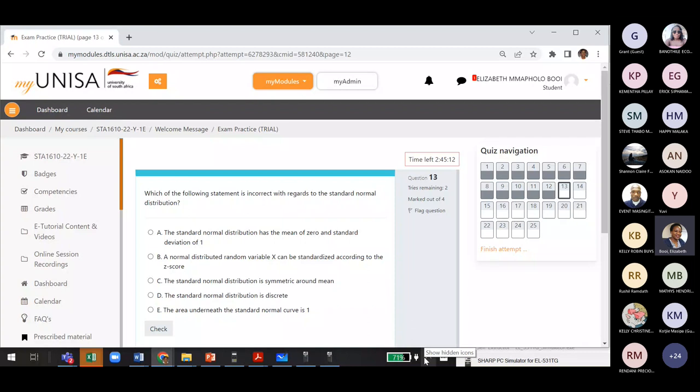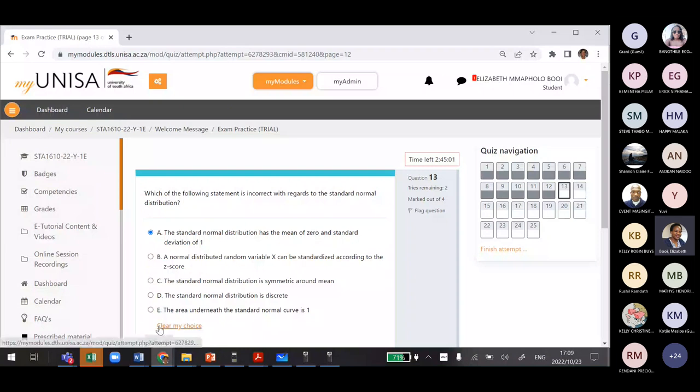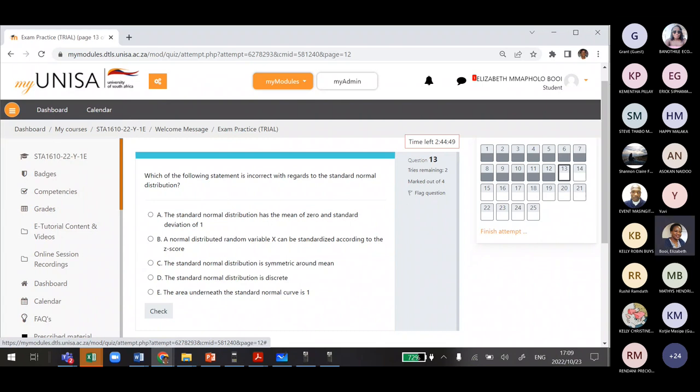Which one of the following statements is incorrect with regards to the standard normal distribution? A, the standard normal distribution has a mean of 0 and a standard deviation of 1. B, a normally distributed random variable X can be standardized according to the Z-score. C, the standard normal distribution is symmetric around the mean. D, the normal distribution is discrete. E, the area underneath the curve is always equal to one.